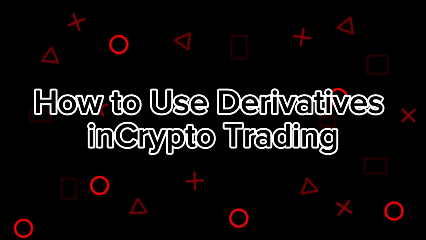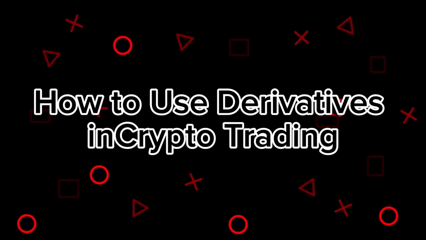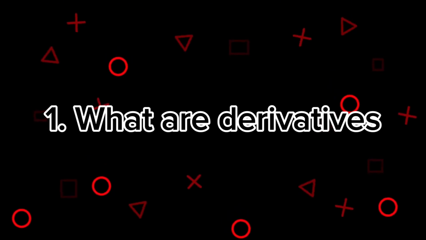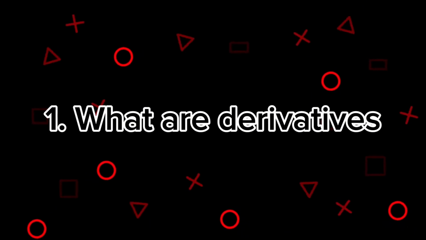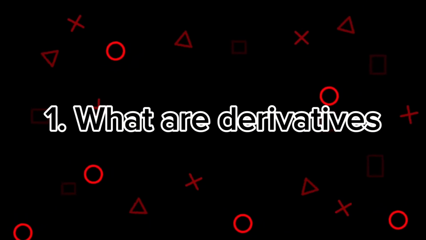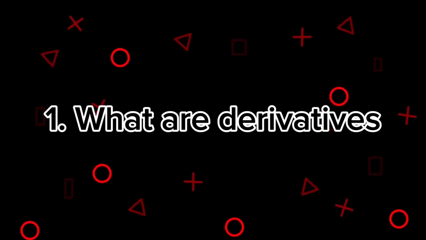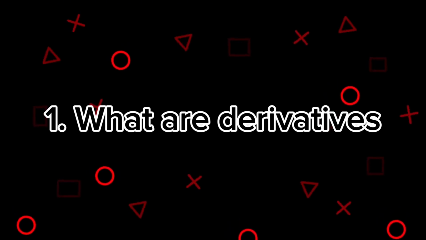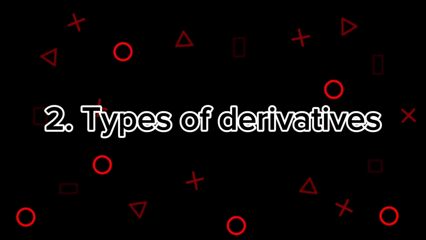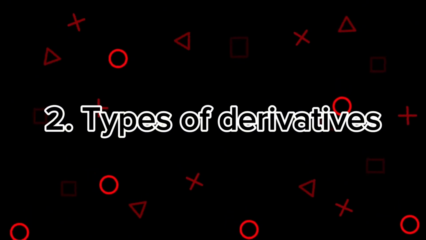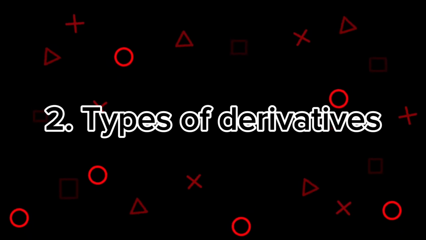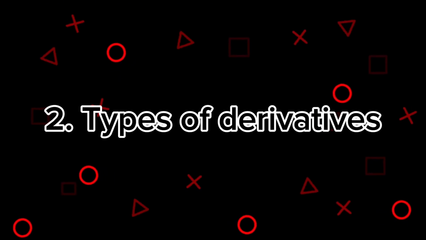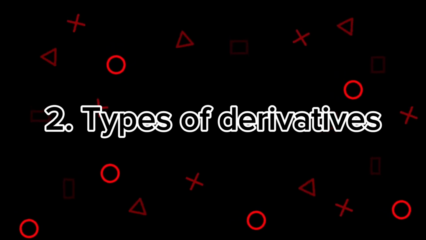Today we will discuss how to use derivatives in crypto trading. First, derivatives are financial contracts whose value is derived from an underlying asset like cryptocurrencies. Second, common types include futures, options, and swaps. Each serves different trading strategies.